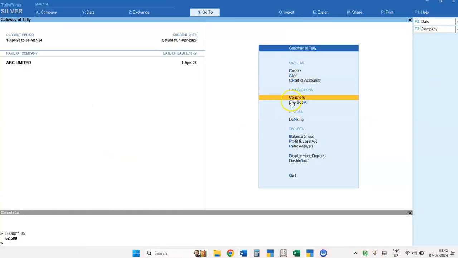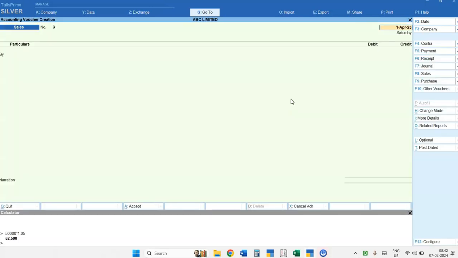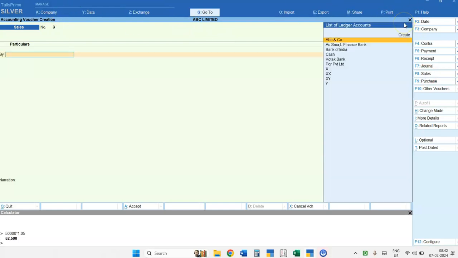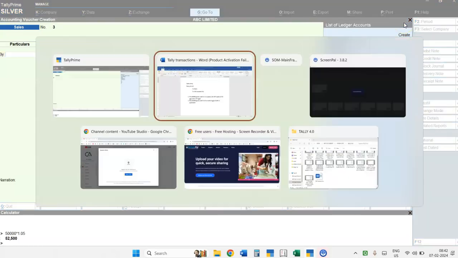So from the Gateway of Tally I will select Vouchers. Here by default the sale transaction is open. If it is not open, you can select the sale transaction from here. Here you will have to write down your bill number. You have to write down the date here. Now we will make the transaction entry.